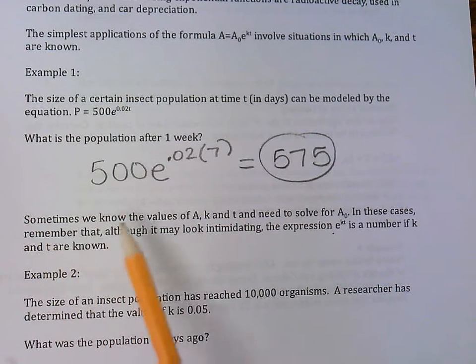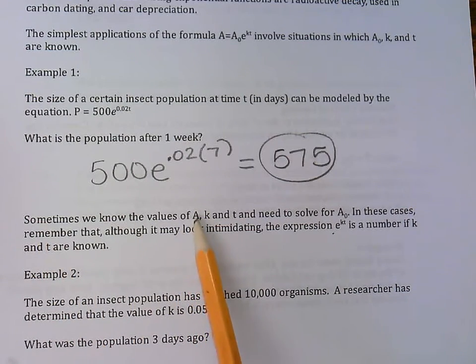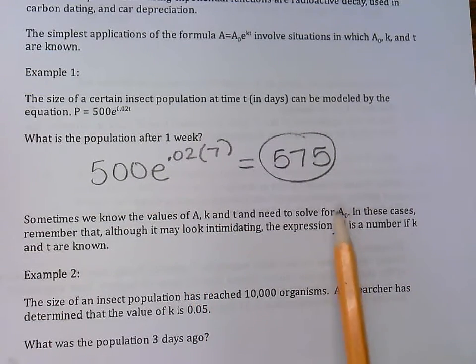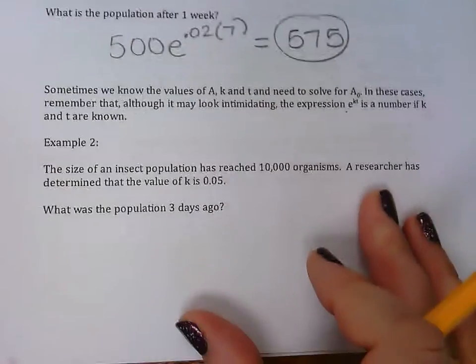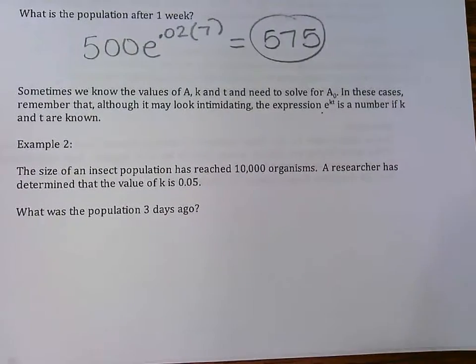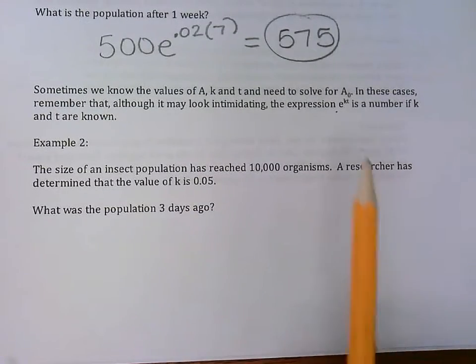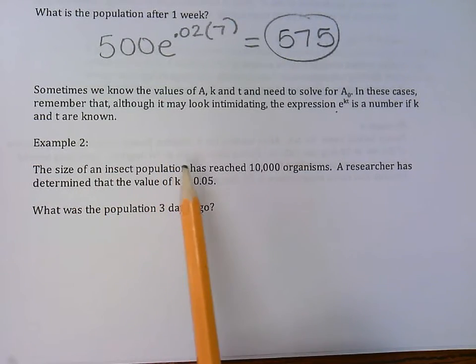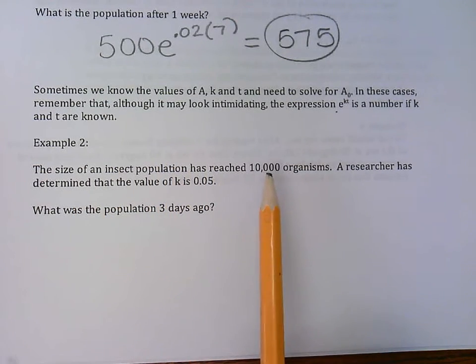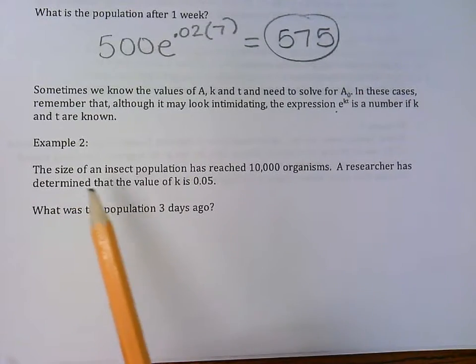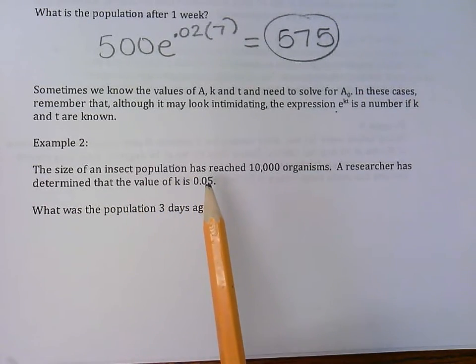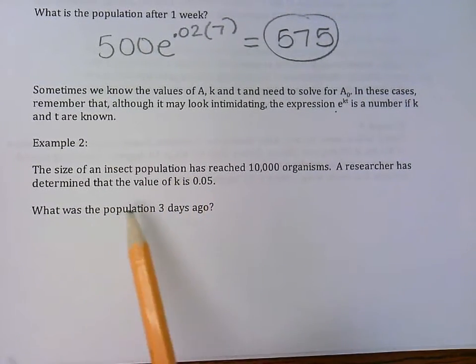Sometimes we know the values of our new population. So what is the final growth? We know K and T, but we have to solve for the initial population. It may look intimidating, but e to the KT is just a number. So here's another type. So now you're going to be given different information. The size of an insect population has reached 10,000. A researcher has determined the value of K is 0.05 as the growth rate. What was the population 3 days ago?